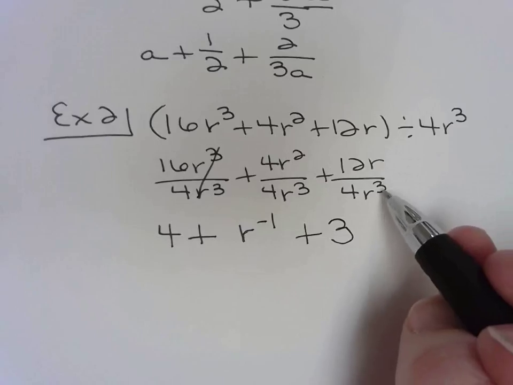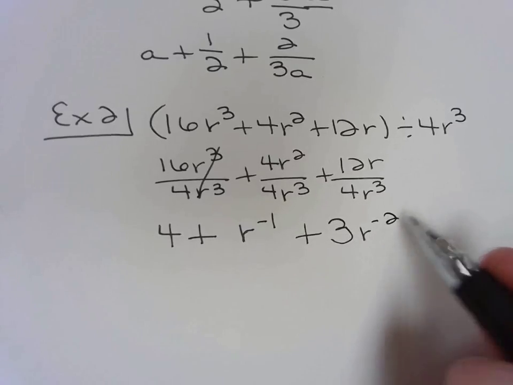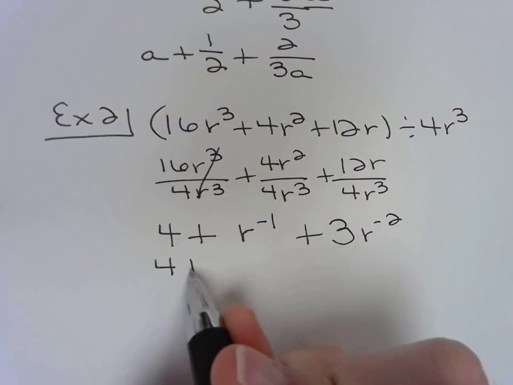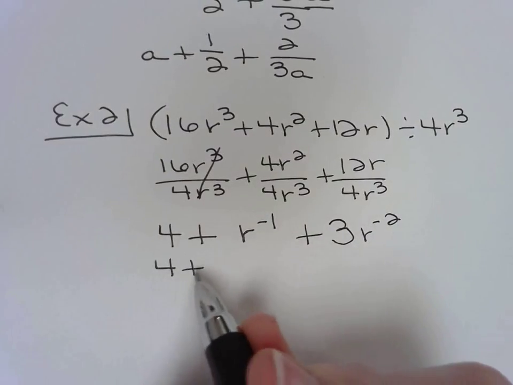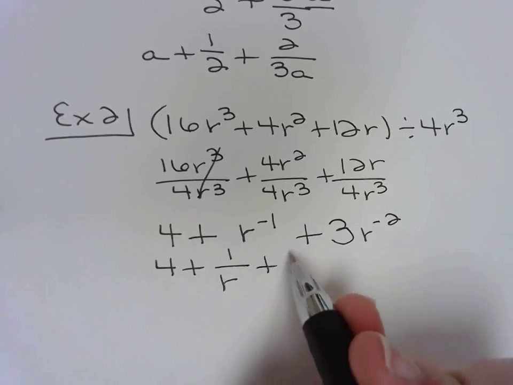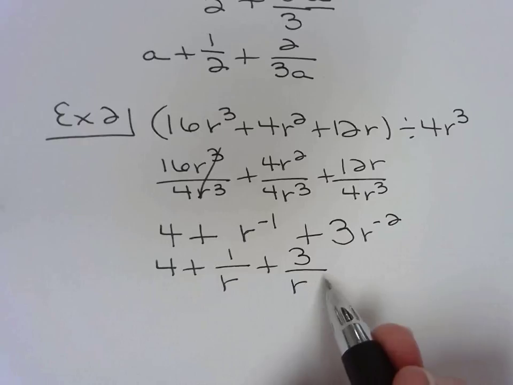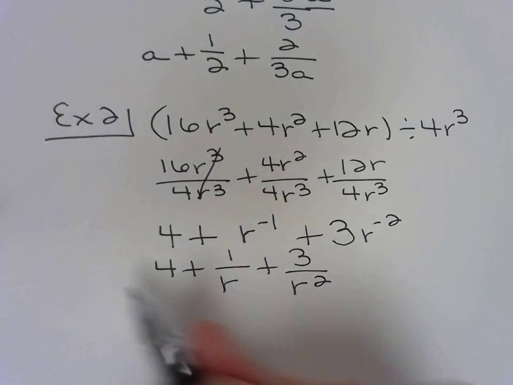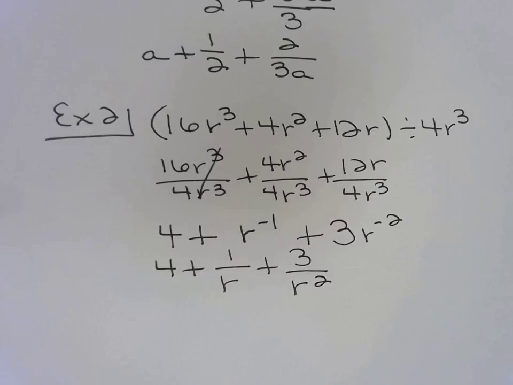1 minus 3, negative 2. So I put that there with the 3. I don't want a negative exponent, so how do I get rid of those? Yep, so 4 plus 1 over r plus 3 over r squared. And that's your answer.